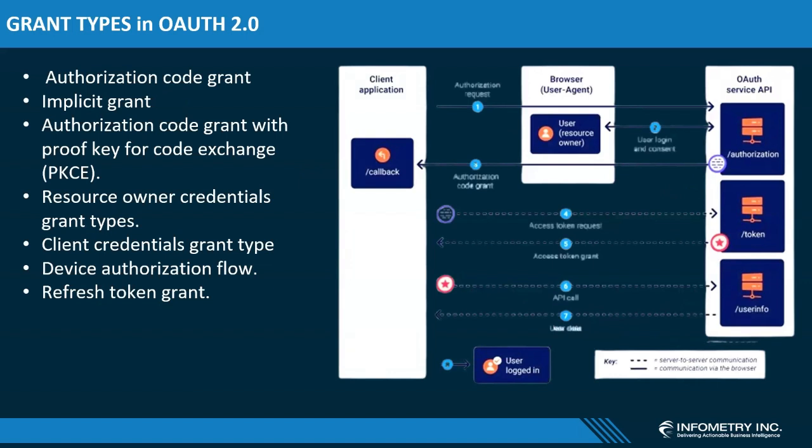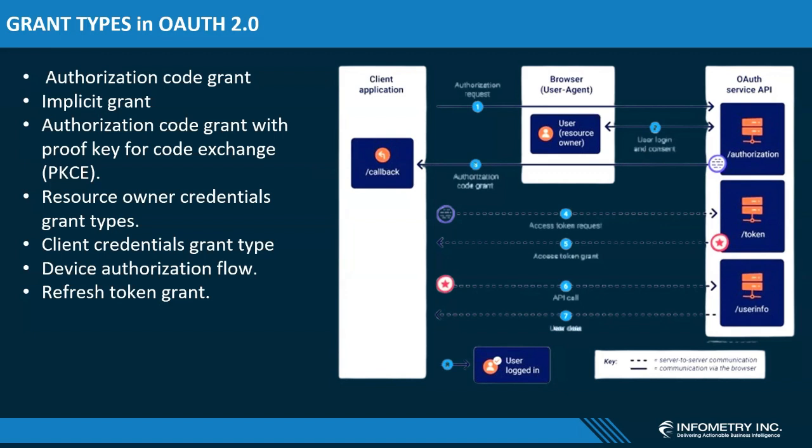In OAuth 2, grants are the set of steps a client has to perform to get resource access. Authorization code grant: the authorization server returns a single use authorization code to the client, which is then exchanged for an access token. Implicit grant: a simplified flow where the access token is returned directly to the client. Authorization code grant with proof key for code exchange.